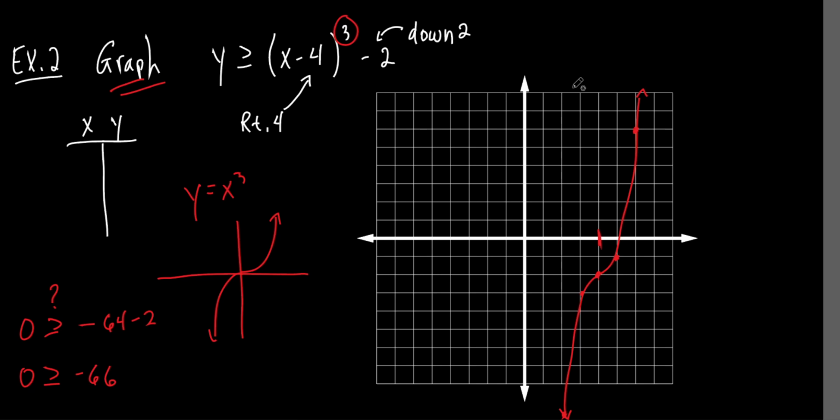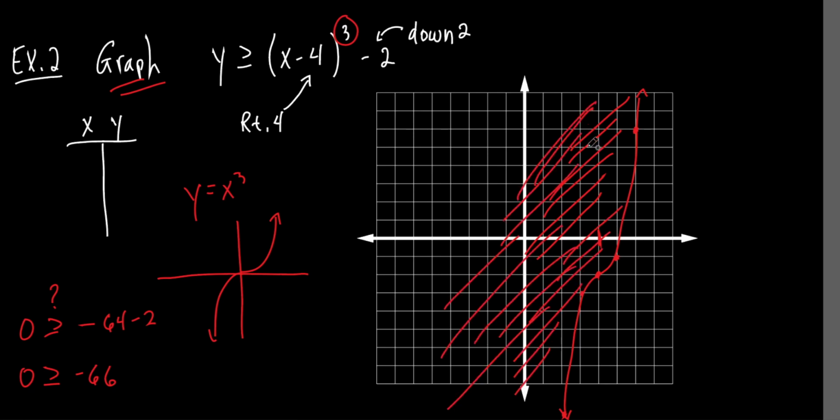So where are we shading? We're shading on this side. Okay? All this is shaded in. It's kind of counterintuitive, I think, because it kind of looks like it's to the left, but it is above this. I don't know. Sometimes with these nonlinear ones, it's hard to know which way to shade.